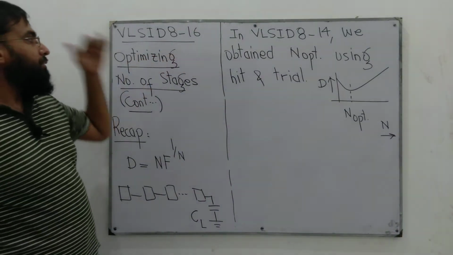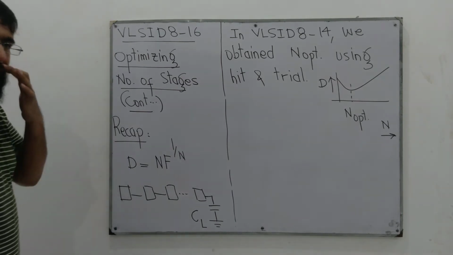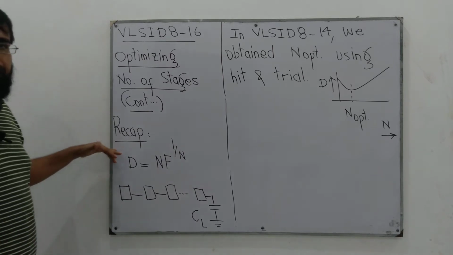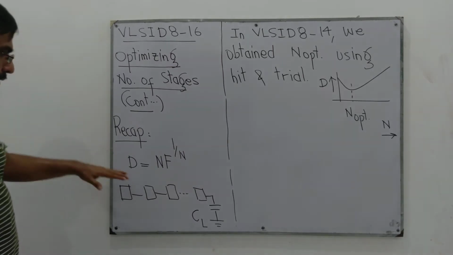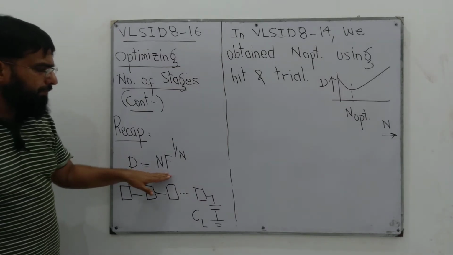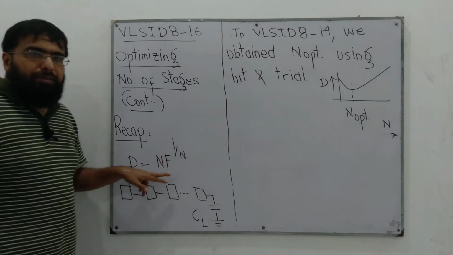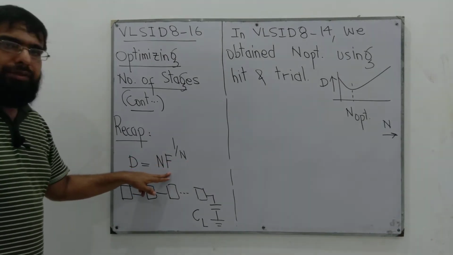Welcome to the 16th lecture. From chapter 8 we are studying optimizing number of stages. In lecture 14, two lectures before, we studied that the chain delay is n times F to the power 1 over n, where n is the number of stages, number of gates in the chain. F is the path delay.